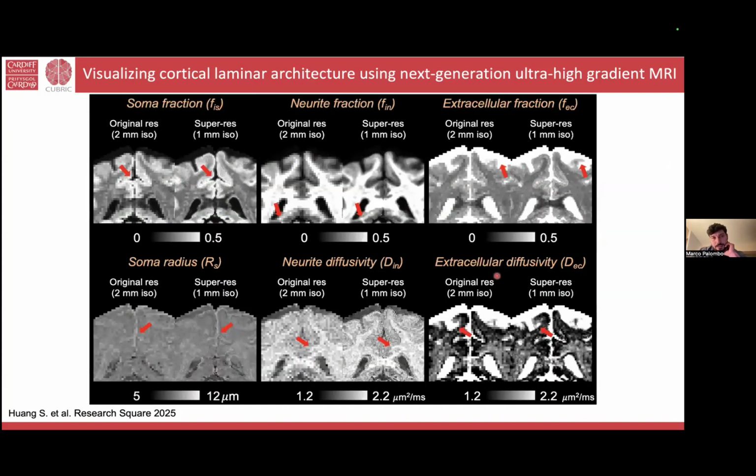To do this analysis, they acquired the data at 2 millimeter isotropic, and then they super-resolved them at 1 millimeter, but using an AI algorithm. So they never acquired the data at 1 millimeter, simply because the Connectome 2.0 doesn't have sufficient SNR to get good data, or at least so far, at 1 millimeter.